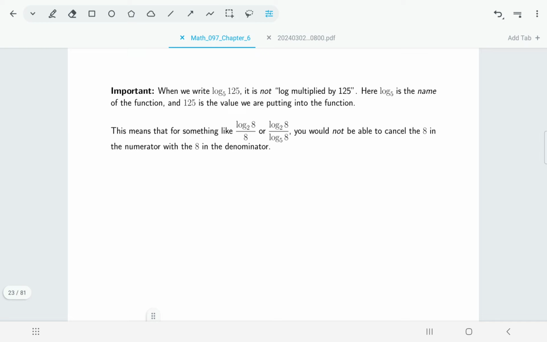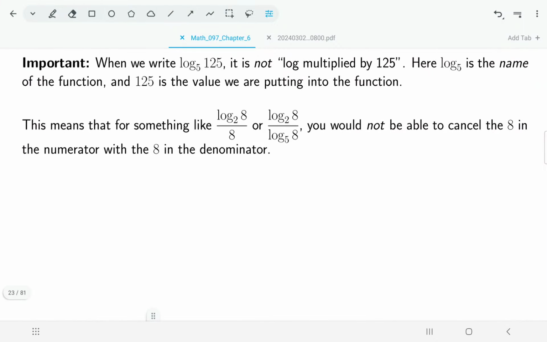A couple of little things just to mention, and this is other little bits of notation that are important. And I've said this before, but worth repeating, that when I say something like log base 2 or log base 5, that's the name of our function. We're not doing anything with the 2 and the 8. They're not being combined together in any way, or the 5 and the 8. They're not being combined together in any way. And that's a frequent source of misunderstanding for a lot of students.